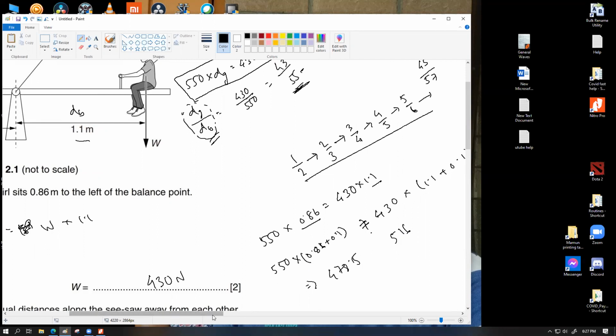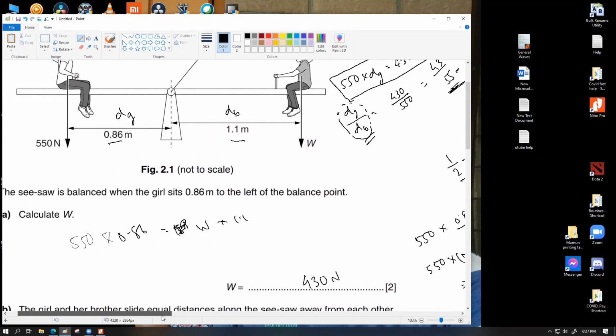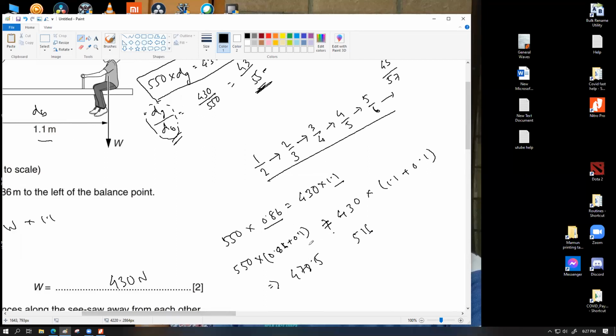Whenever both of them have moved away from each other by the same value of 0.1 meter, let's say, the total anti-clockwise moment of the girl becomes 478.5, whereas the boy's total moment has become 516. So which one of these moments is bigger? The boy's moment, I can see.